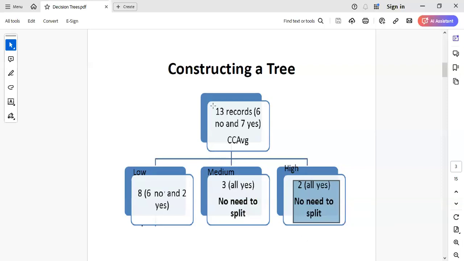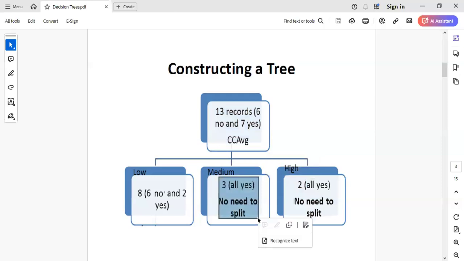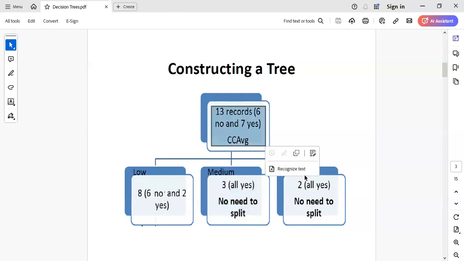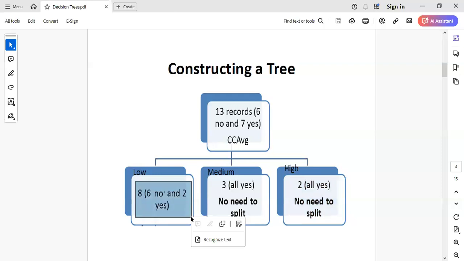So from the root node to a leaf is one branch. The second branch is from the root node to the second leaf. So we have 2 branches. Low is not a leaf because we have 8 records, and they are not all of a single class. They are of 2 classes, yes and no. So we don't call it a leaf node.